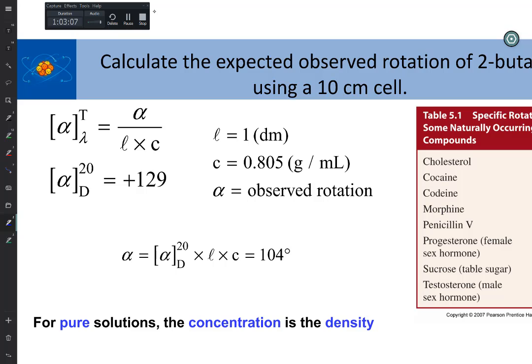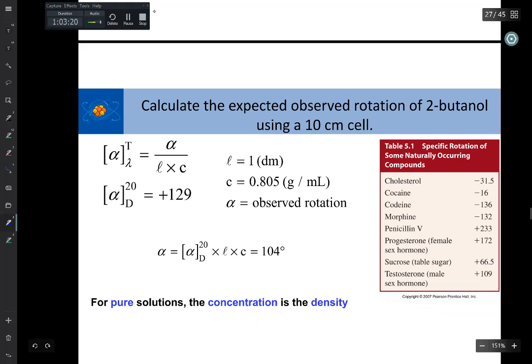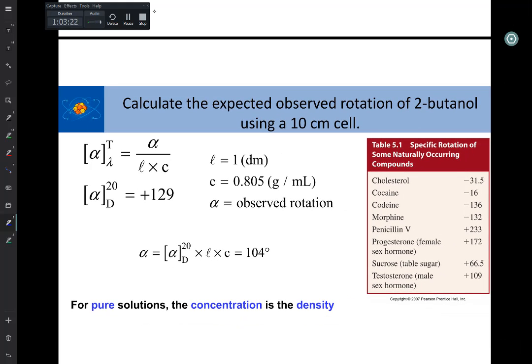Oh, let's see. I hope I did this right. Because I did use the book examples at one point. We'll just see if I did it right or not. Calculate the expected observed rotation of 2-butanol using a 10-centimeter cell. Okay, so what do we have?